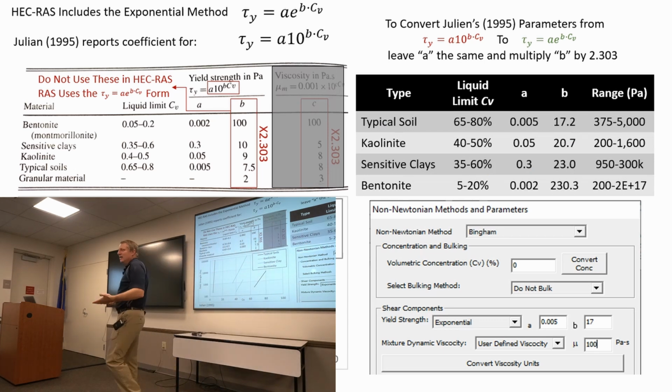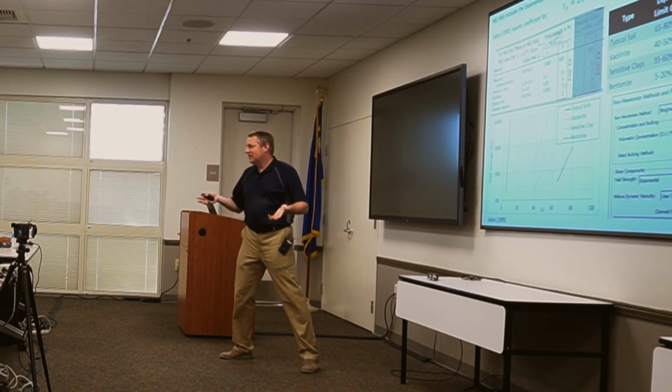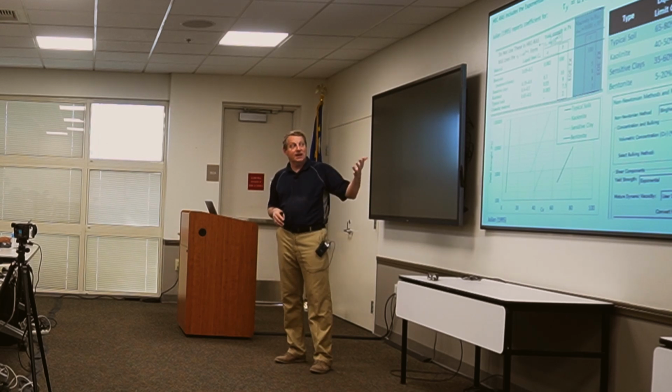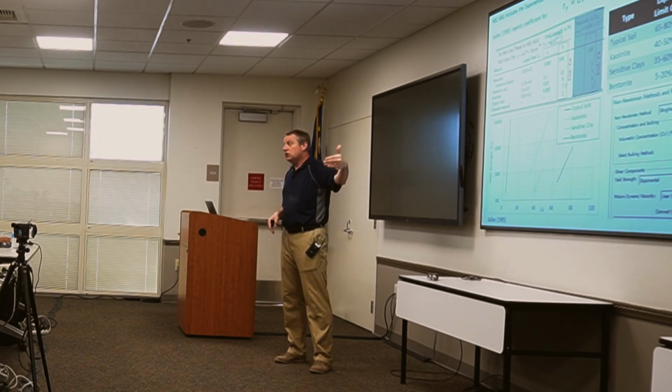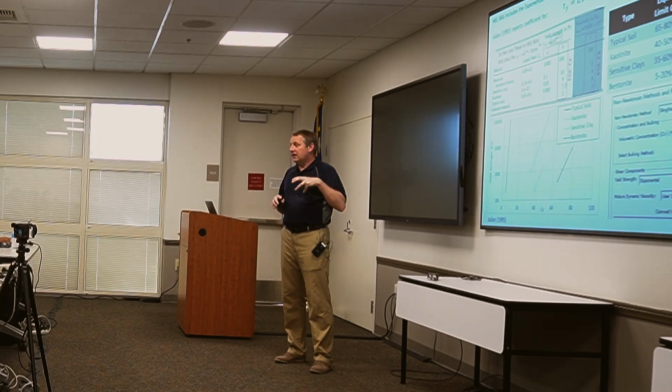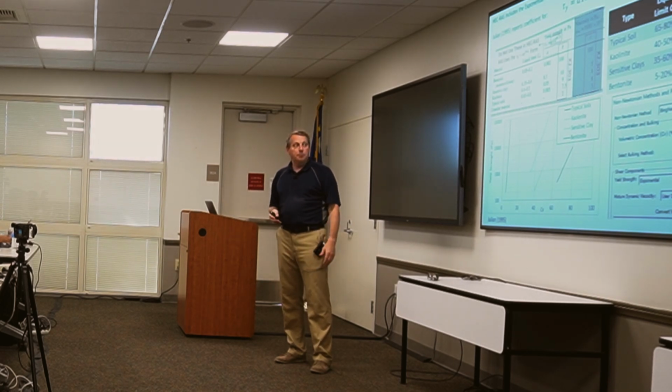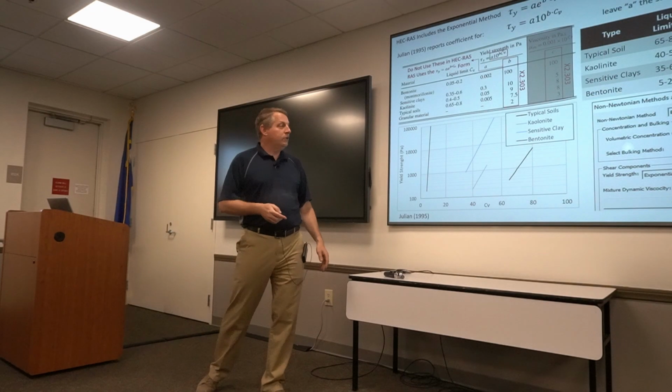I actually feel like I need to talk to Dr. Julien about this, because bentonite, if you go to just up to 20%, you're already solid, basically. You have the shear strength of a solid, because it's e to the 17. But for 5% bentonite, you can get a yield strength of 200 and get up to like 1,000 with those small numbers. So how do you use these?